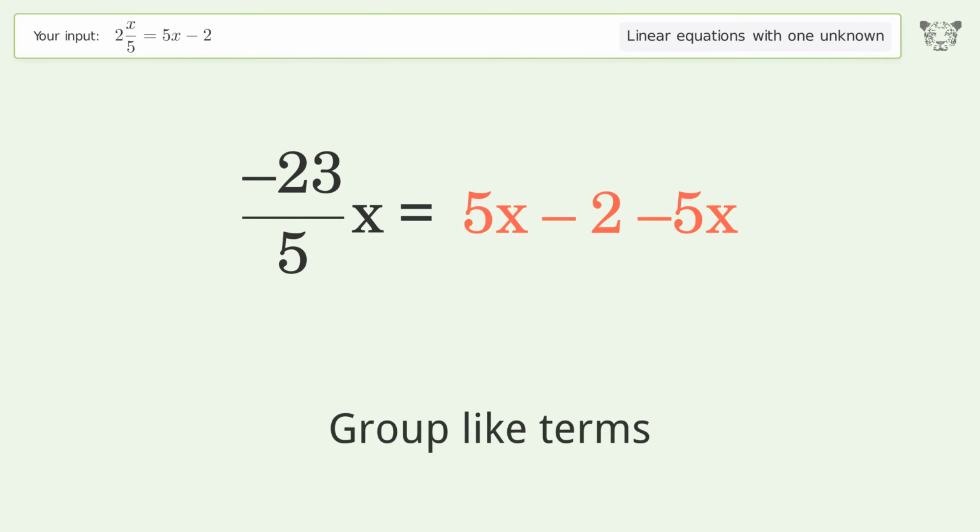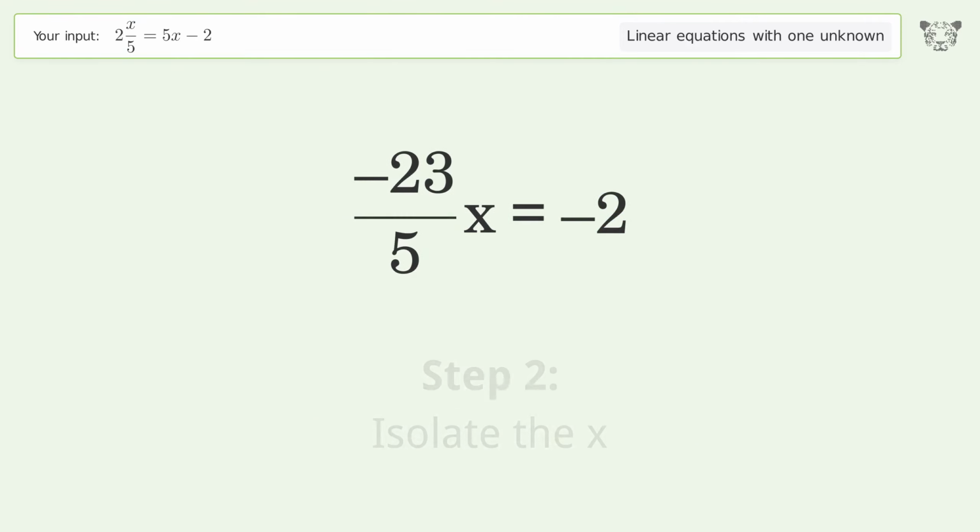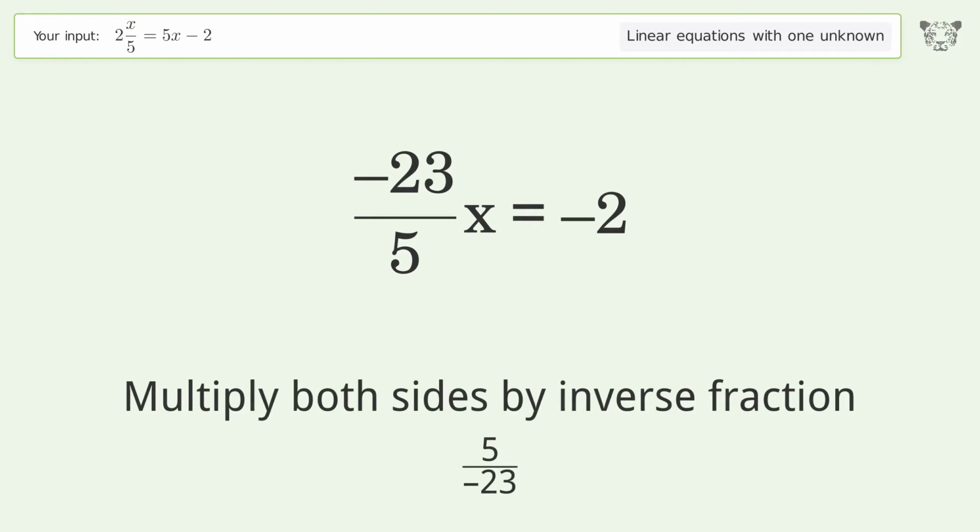Group like terms. Simplify the arithmetic. Isolate the x. Multiply both sides by the inverse fraction 5/-23.